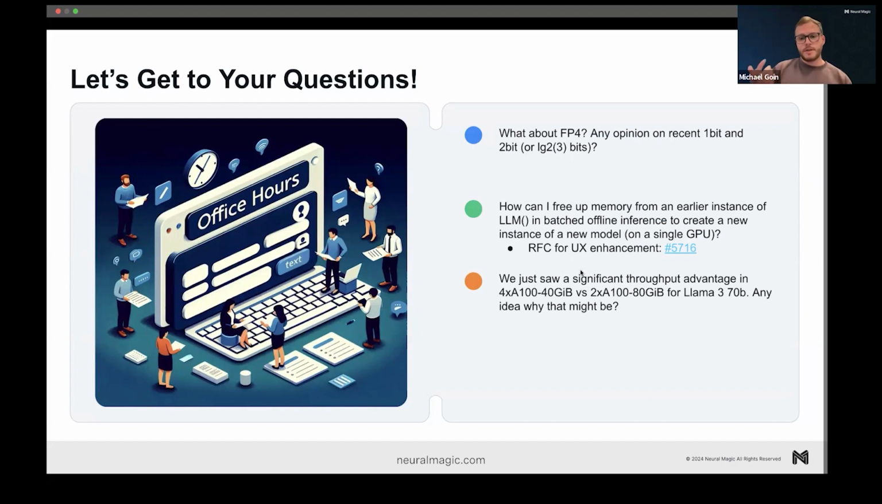This is an interesting question. We saw a significant throughput advantage on a 4x A100 40 gigabyte system versus a 2x A100 80 gigabyte system for Llama 3 70B. Any idea why this might be? So obviously we have the same amount of memory here, but we have different amounts of compute and possibly memory bandwidth available. Particularly in a place where you're talking about throughput, you're probably running with a large batch size, and the extra compute from having multiple GPUs, but the same amount of memory, means that you have more FLOPs to crunch through the computations needed for these heavy batch forward passes. So it makes sense why you would get greater throughput here.